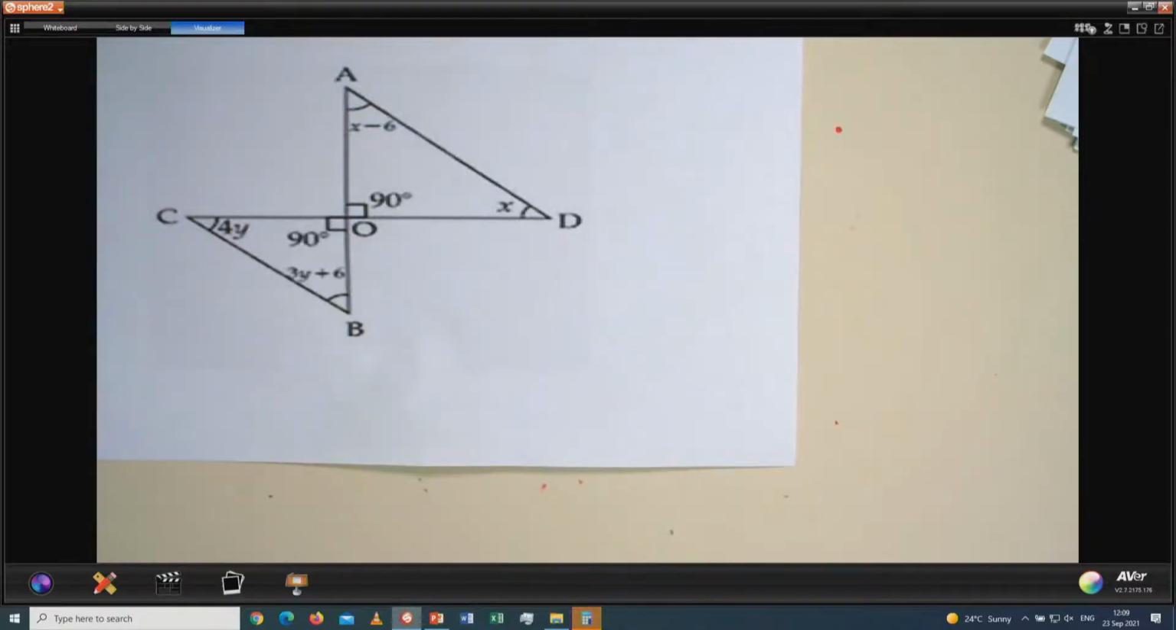Let's take that one now. Again, analyze it. I've explained what is in front of us there. You have got two triangles. And if you've got two triangles, what do you know about triangles? That's what is important. Okay?